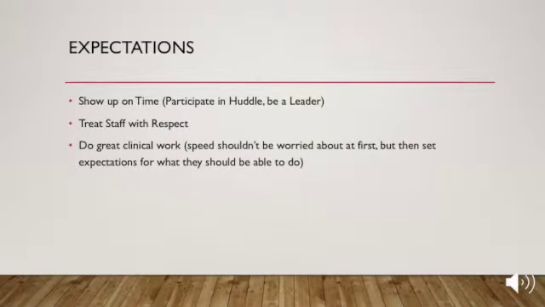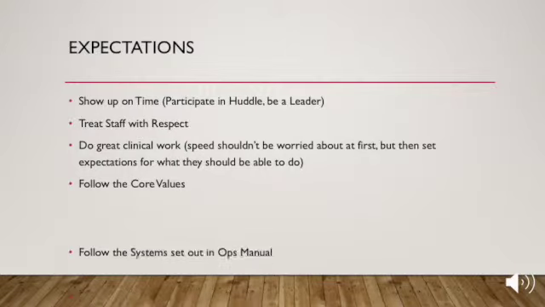Third would be do great clinical work. They should be worried about quality first and speed second, but they should also understand that at a certain point in time, maybe 6 months to 12 months down the road, they should be hitting some speed targets for doing the same quality of work as the company would expect, but at a time level that the company would also expect. They should also follow the core values, and they should follow the systems that you have set out in the operations manual.